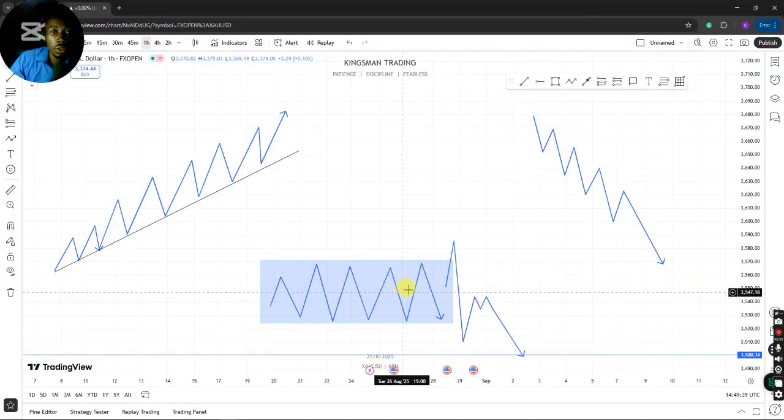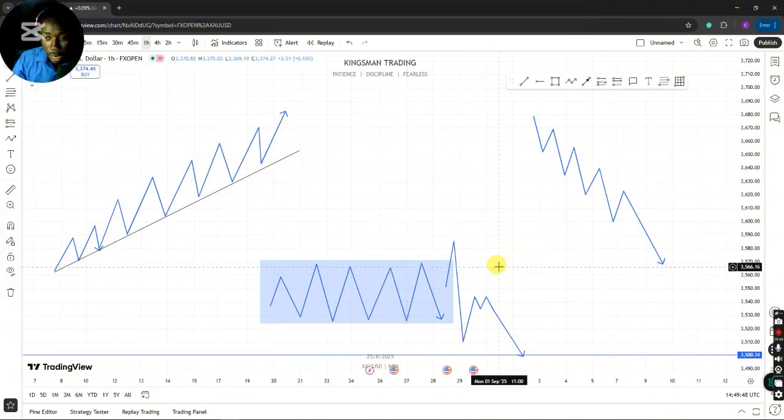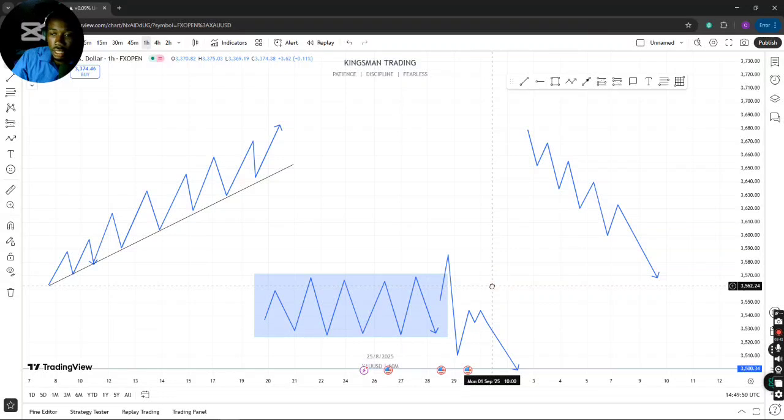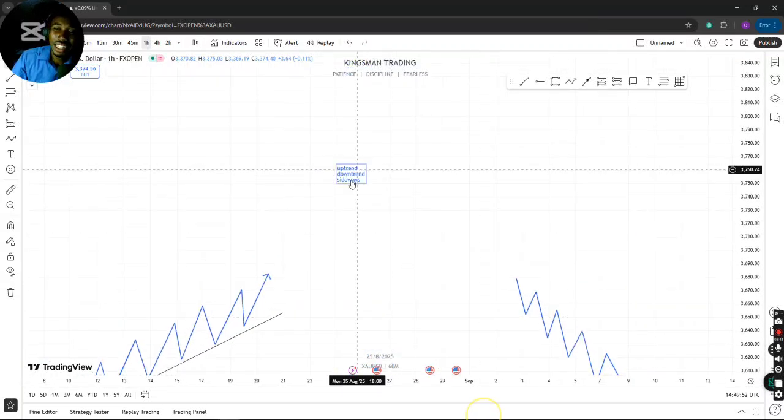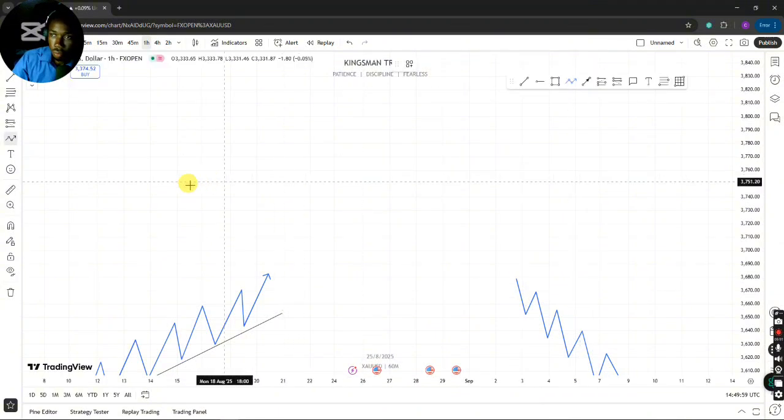So a consolidation phase or a sideways market is something you want to avoid, especially if you're not very familiar with the concept of liquidity. So for now, this is it. And then the change in state of delivery, which is a market structure shift. This one can mainly be used for reversal.